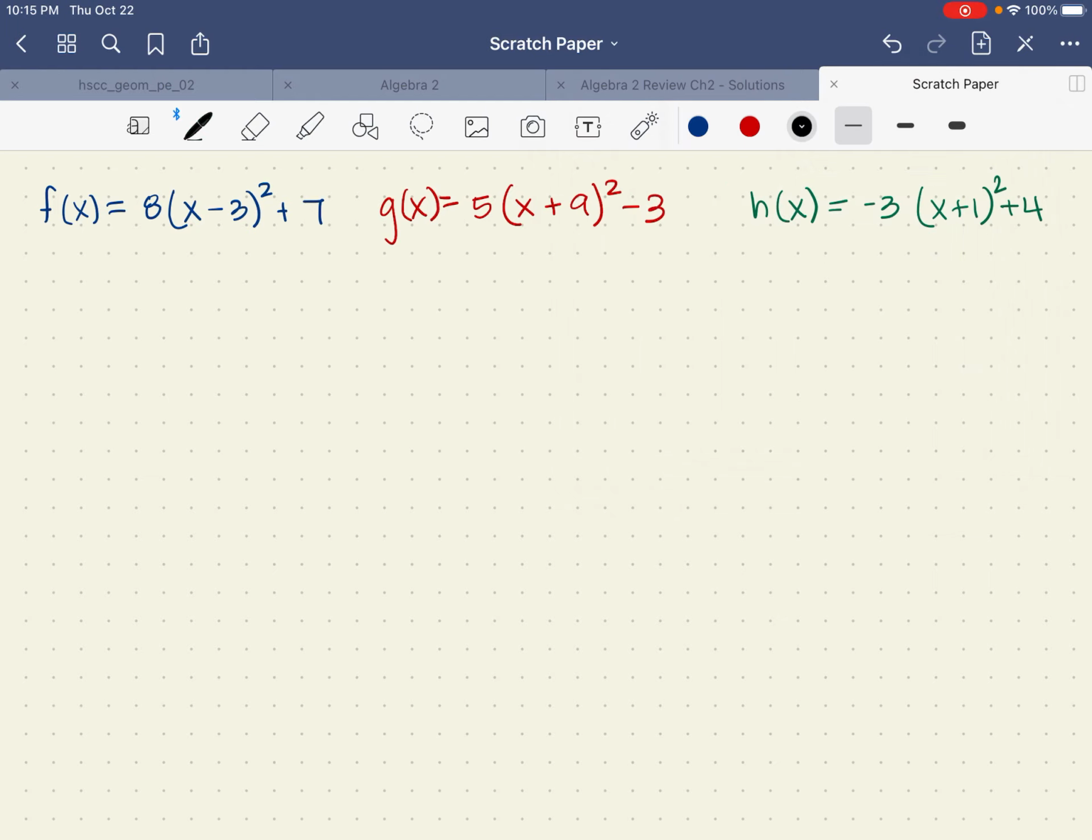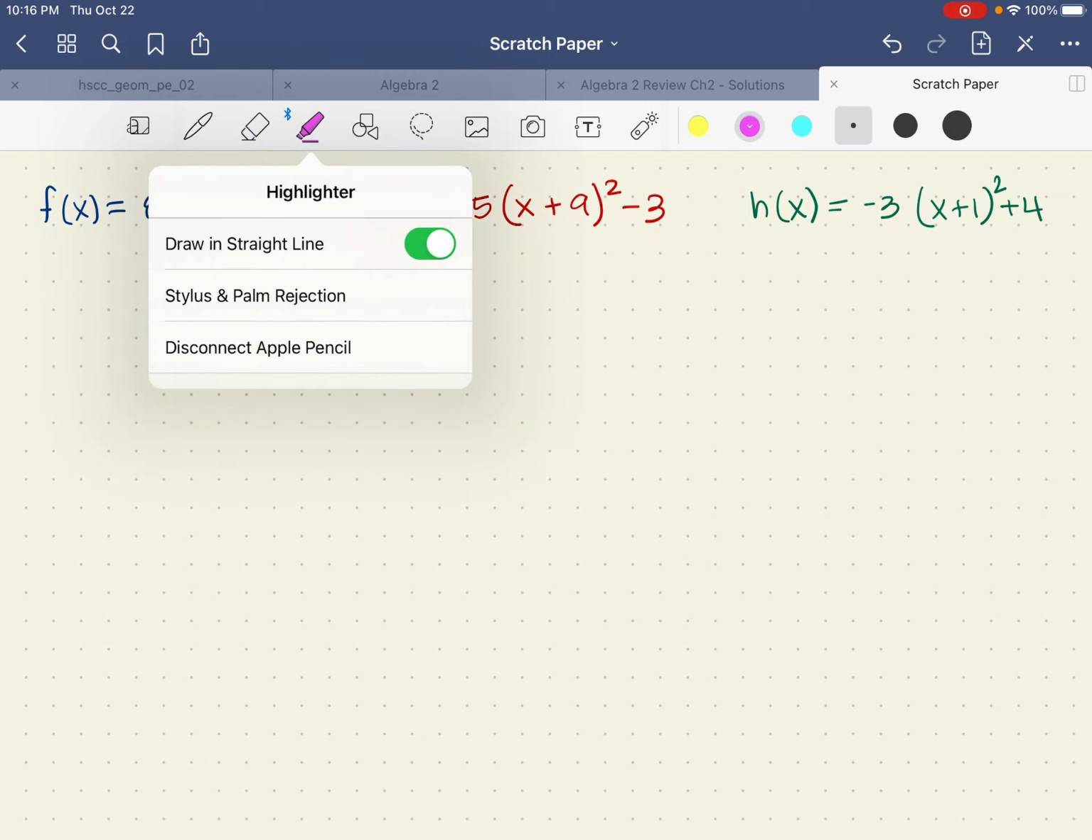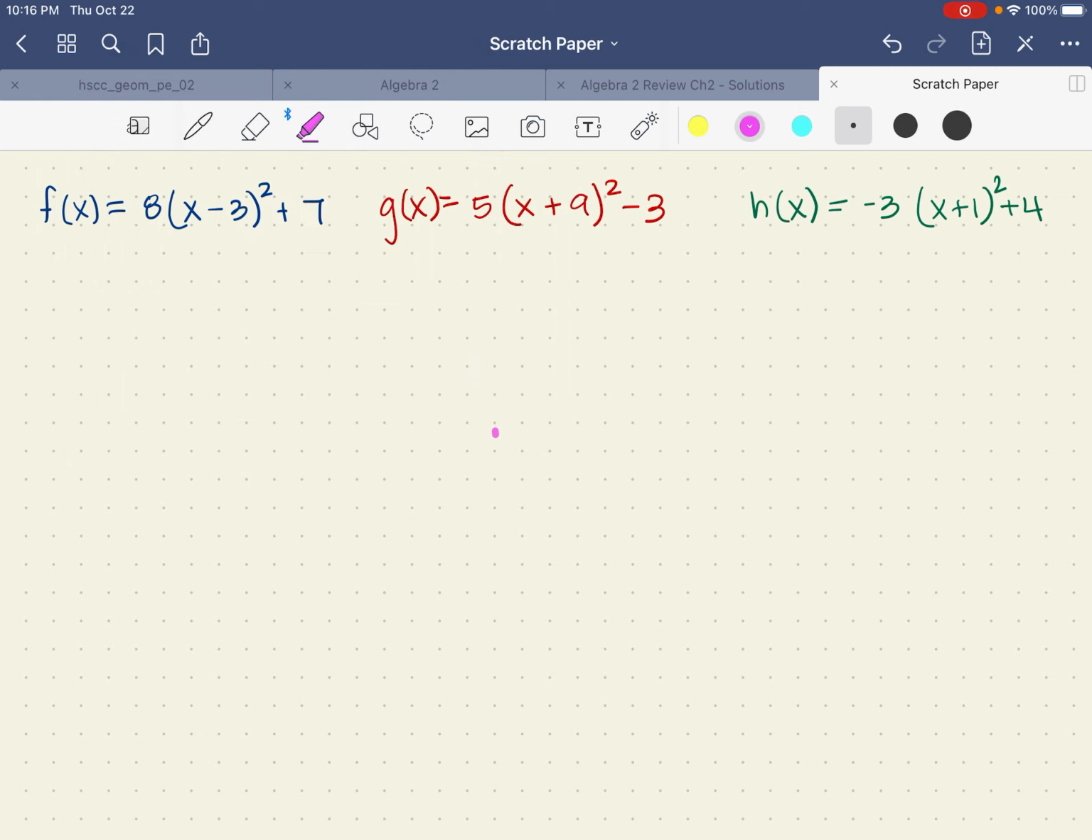All right, so check it out. What I want to do is break down for you how the movement works, looking at repetitive ideas. I have three problems, very similar, with the same structure, just different numbers. The first thing I want to address is the number inside the square with the x: this guy right here, the -3, this guy here, the +9, and this guy here, the +1.